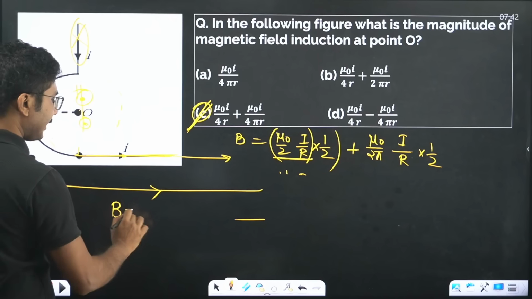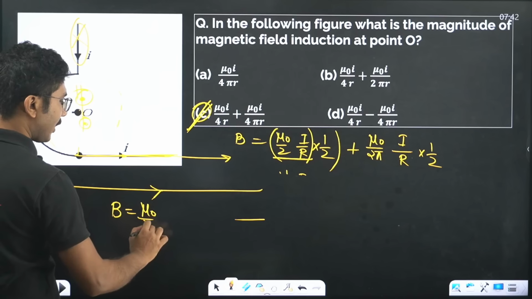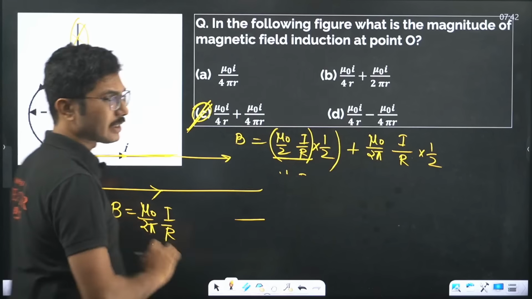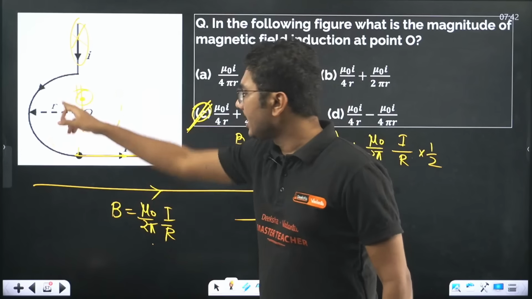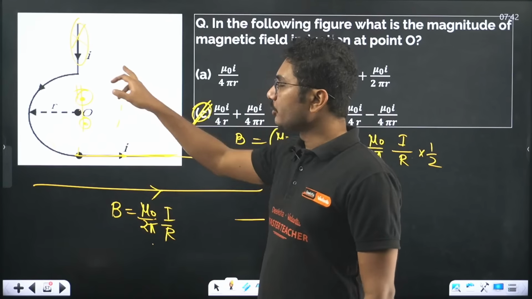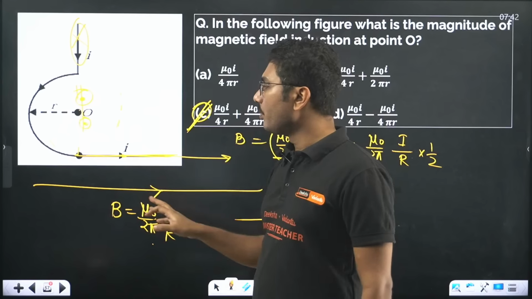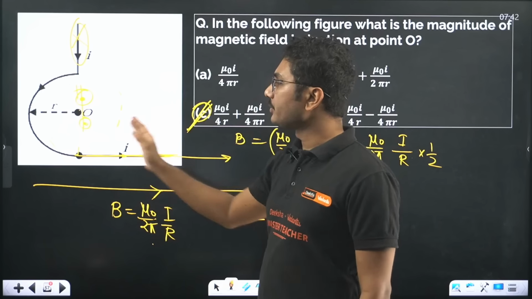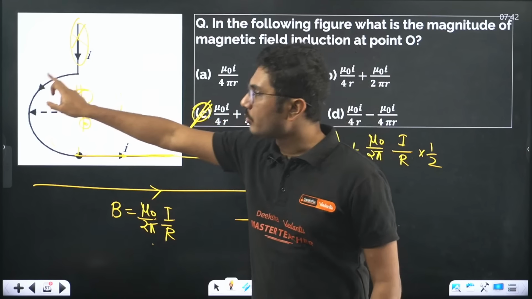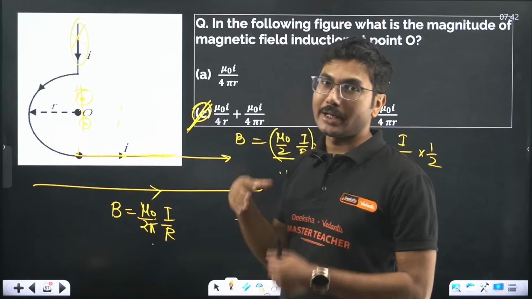Magnetic field due to a straight infinite wire is given by mu naught by 2 pi, I by r. It is almost the same formula as for a circle. The only difference between a circle and a straight line is the extra pi. At the center of a circular coil, the pi is missing, while in case of a straight wire, pi is there. Otherwise the formulas for a circular wire and a straight wire are the same.